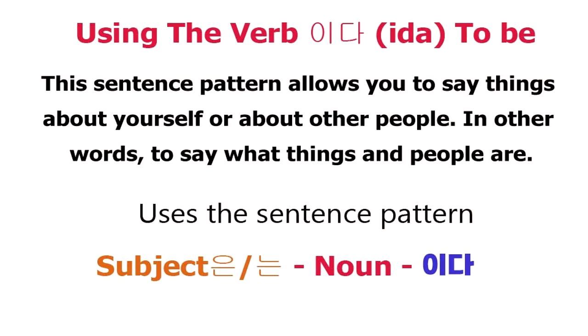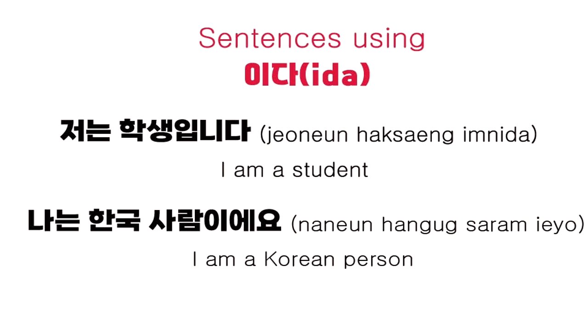Using the verb 이다, to be. This sentence pattern allows you to say things about yourself or about other people. In other words, to say what things and people are. It uses the pattern subject, 는, noun, 이다. Example. 저는 학생입니다. I am a student.